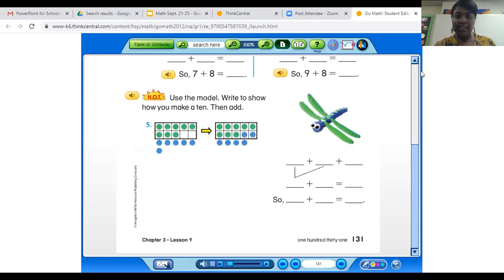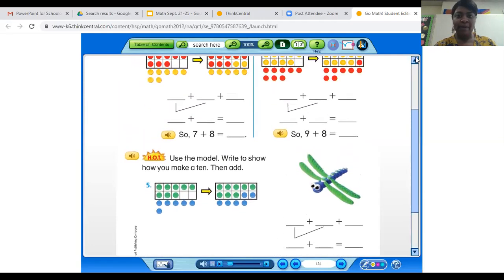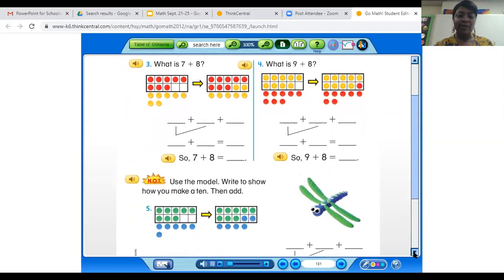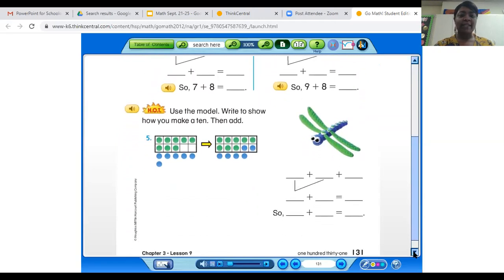All right, so let's look right here. And they've already been drawn for us. We just have to think them through just like we did. All right, so you're going to practice number 3 and number 4 on your own. And I believe that you were smart enough to do that. And then if you would like, I want you to go ahead and try this hot problem right here. Use the model and write to show how to make a 10. Okay, so you're going to use this model right here and you're going to show Mrs. Fall how you made that 10.